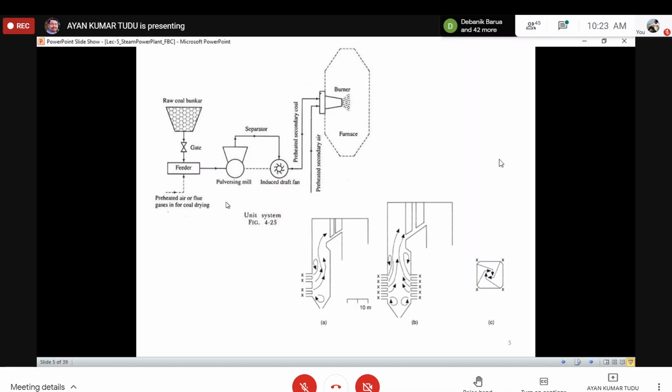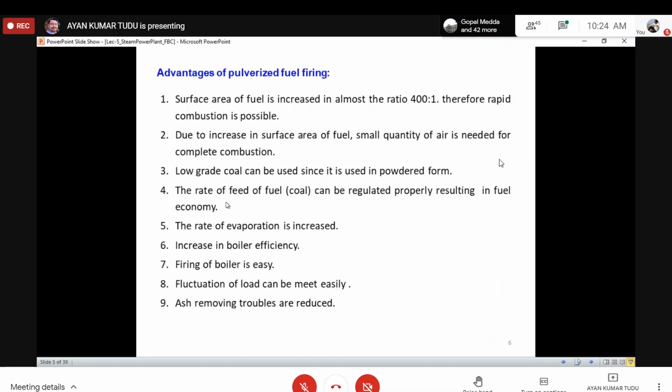So what are the advantages and disadvantages of this pulverized fuel firing? The advantages: number one, the surface area of the fuel is increased, almost 400 is to 1. Therefore, rapid combustion is possible. Due to increase in the surface area of the fuel, a very small quantity of air is required for complete combustion. Low grade coal can be used very efficiently since it is being used in the powdered form. The rate of feed of fuel can be regulated properly, resulting in fuel economy. Obviously, the fuel requirement will be decreasing.